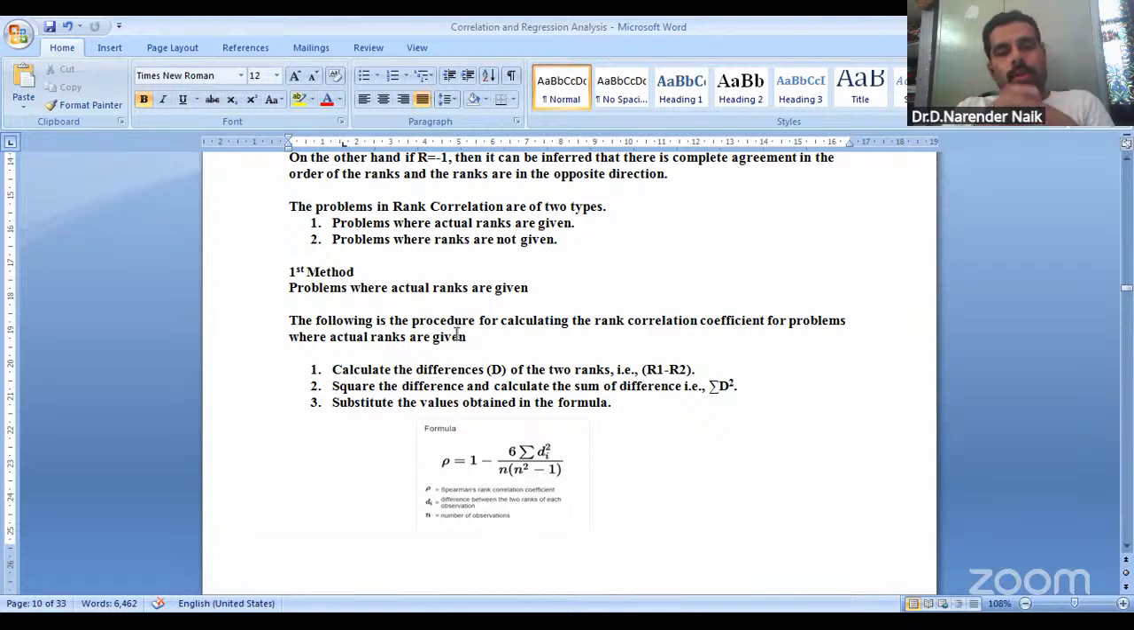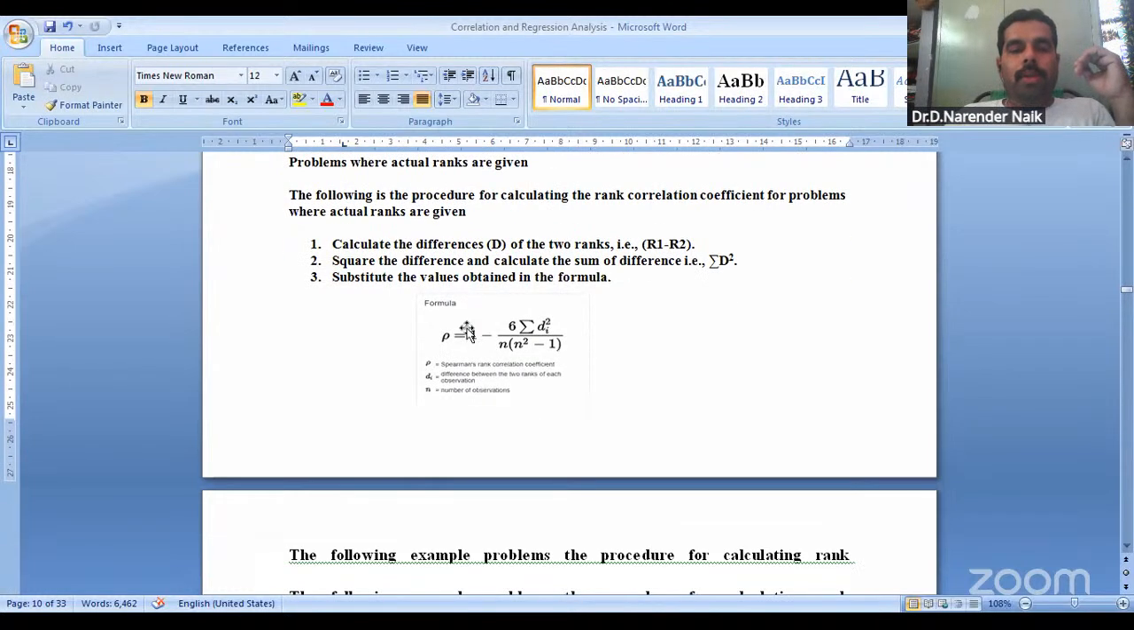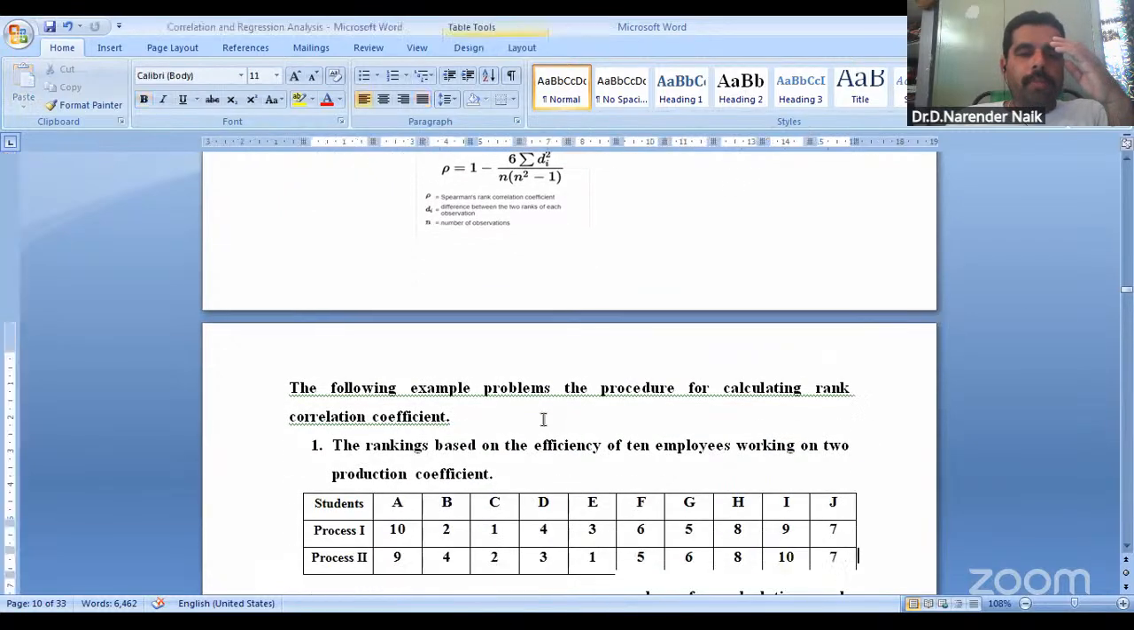So here the first one is calculate the difference D of two ranks R1 minus R2, square the difference and calculate the sum of differences, that is sigma D square. Substitute the values obtained in the formula. The formula is here. Spearman rank correlation coefficient is equal to 1 minus 6 sigma D square divided by n into n square minus 1.